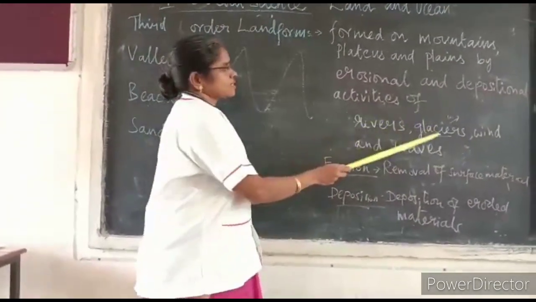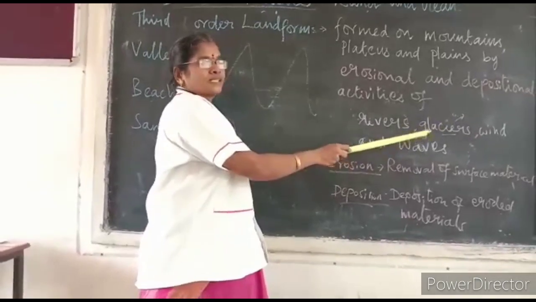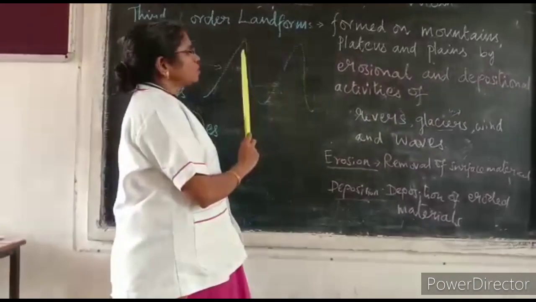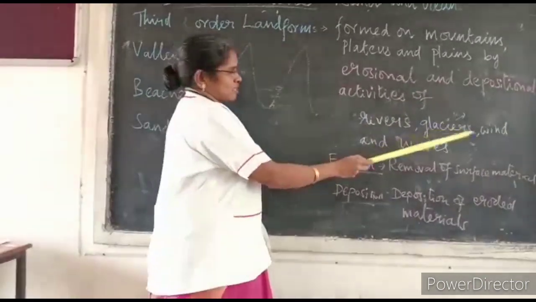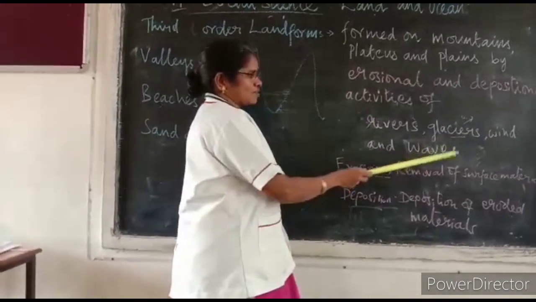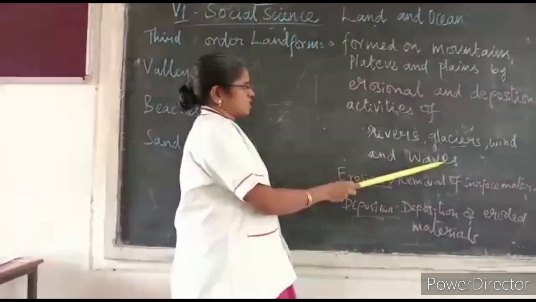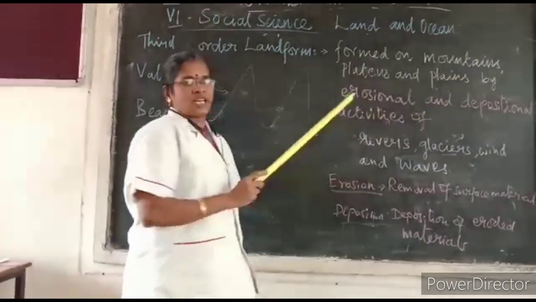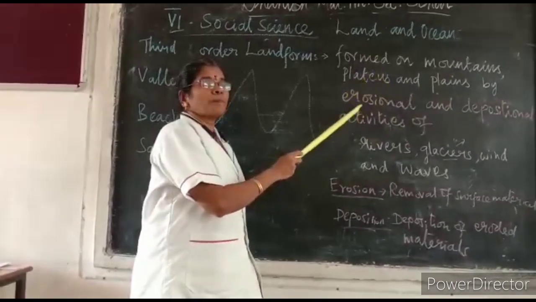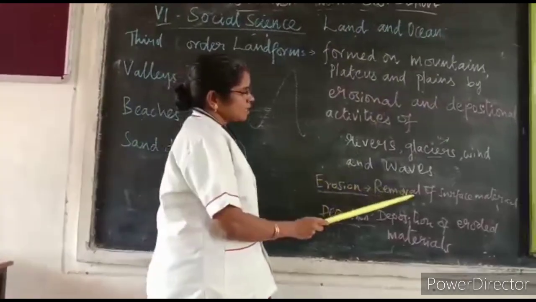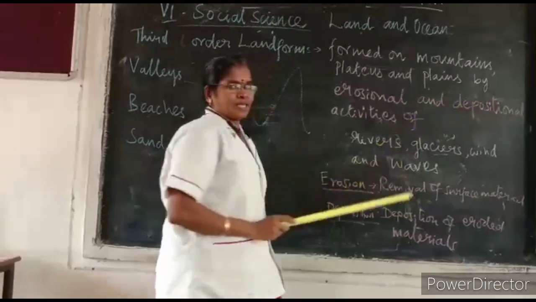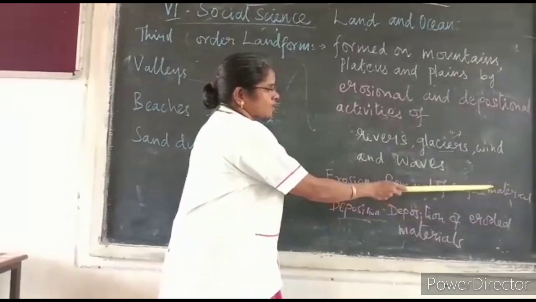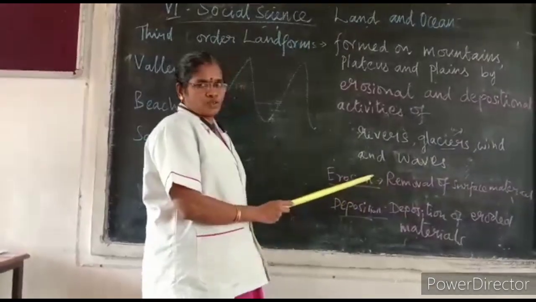Rivers, you know. Glaciers means the ice, the frozen water which is present on the mountains; we call that glaciers. Waves are produced on the seas and oceans. So coming to erosional and depositional. What is meant by erosional? Erosional is nothing but the property of erosion. Erosion means removal of surface material on the earth. We call that erosion.